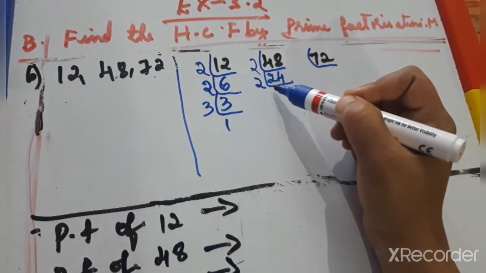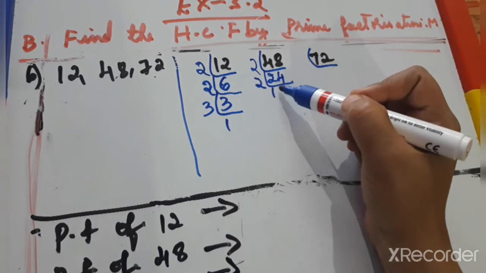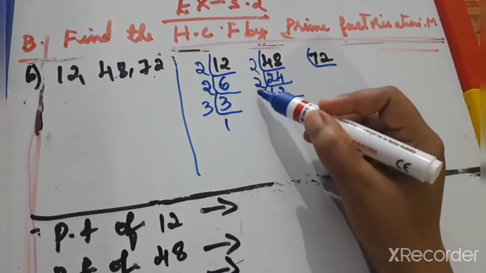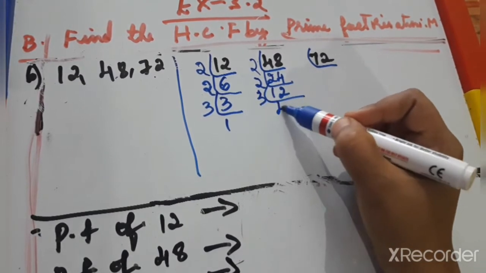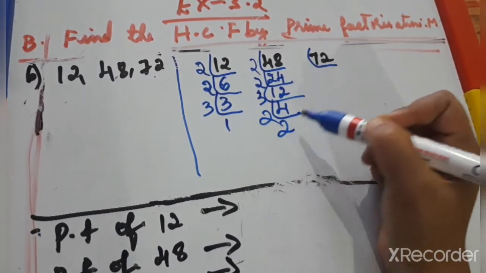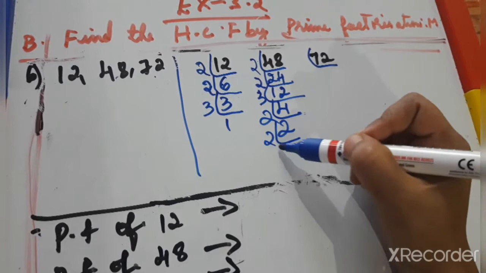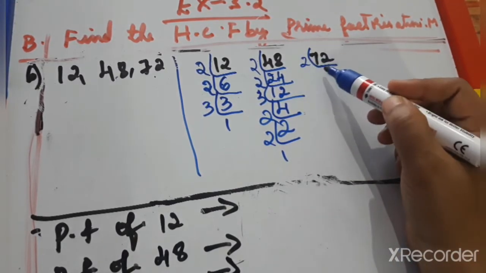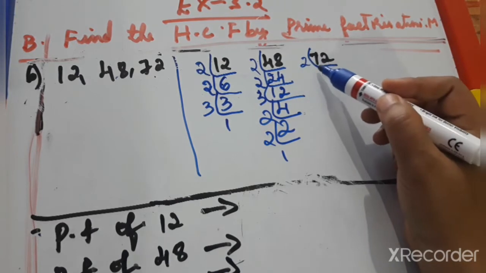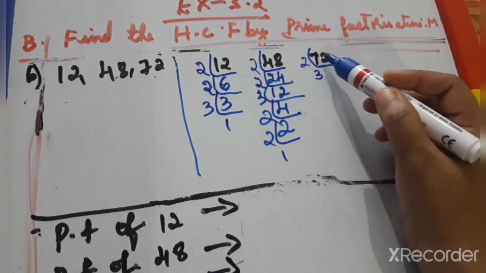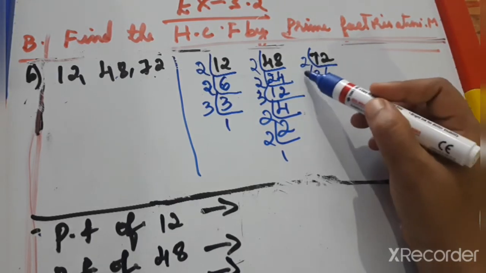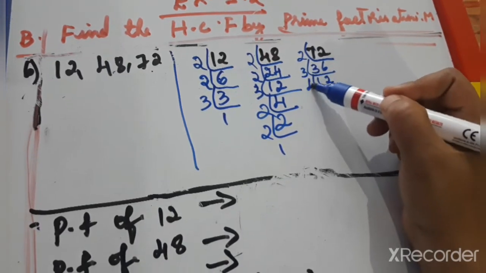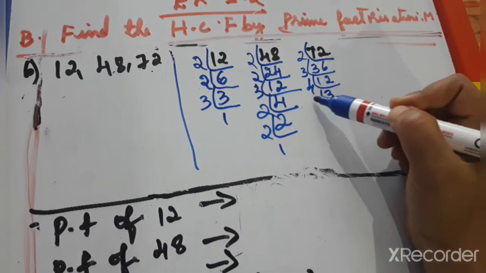So 2 is outside. The outside number should be a prime number. 2 ones are 2, 2 twos are 4. Okay. Then 12 will multiply with 3 fours are 12, 2 twos are 4 and 2 ones are 2. 72, it is multiplied by 2, because the last number is even, so we can divide with 2. 2 threes are 6, 1 carry, so 2 sixes are 12 and 3 will multiply: 3 ones are 3, 3 twos are 6 and 4 threes are 12, 3 ones are 3.